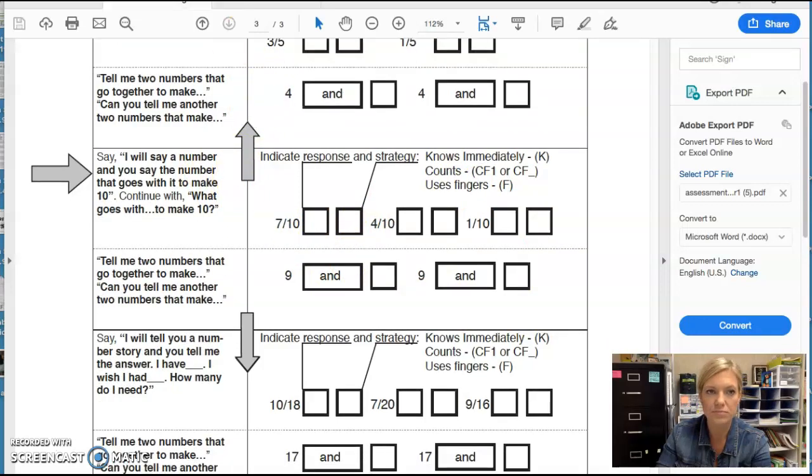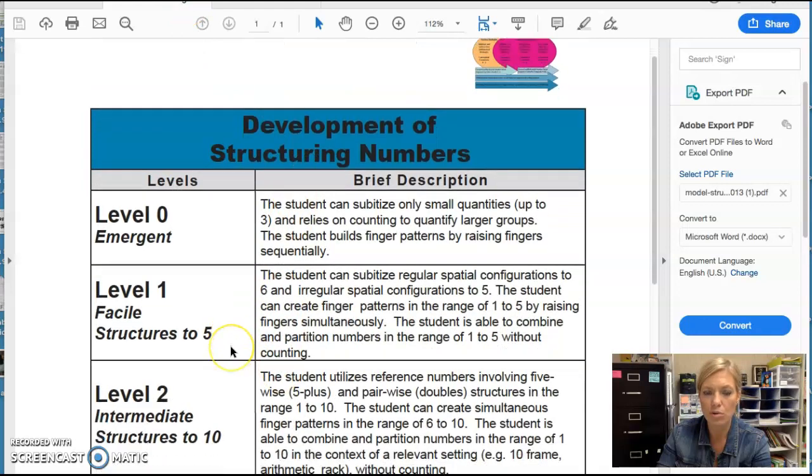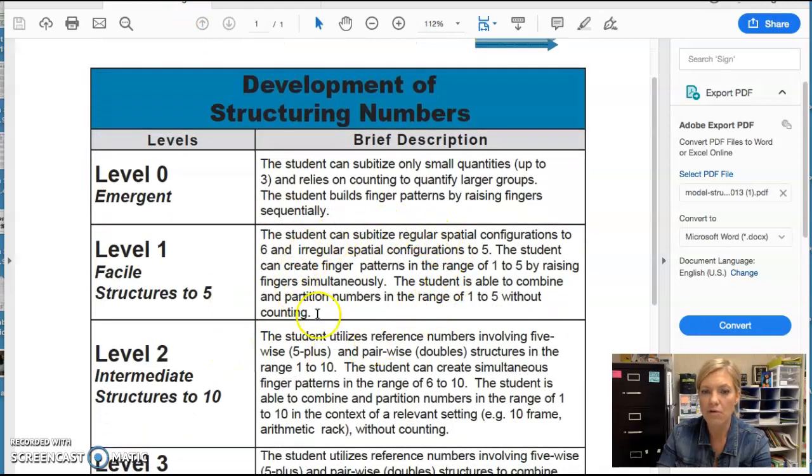Now, when you go to score it, remember this description is all the things a child can do. So if there's one piece of this that they can't do, then you're going to score them the score above it. Okay, so let's say that they could do the regular spatial patterns, but they couldn't do the irregular, then they're going to be up here, they're going to be a 0. They have to be able to do all of those descriptions within that category to be that level.